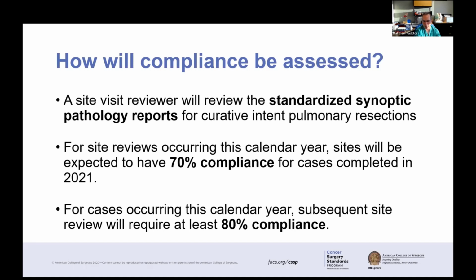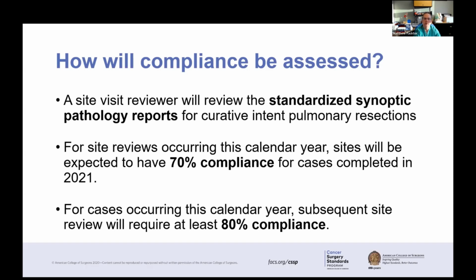So the site visit reviewer is going to look at the pathology reports, and that is how they will determine if we are compliant. They are not looking at operative reports, but just pathology reports. And for institutions being reviewed this year, for example, my institution, this year's site review will reflect last year's work, 2021, in regard to this standard. So I will be expected to have 70% compliance for my cases last year. Starting this year, 2022, I should have at least 80% compliance, although that won't be reviewed until next year, and we'll see that on a slide coming up.